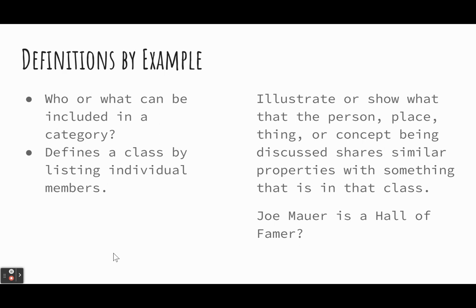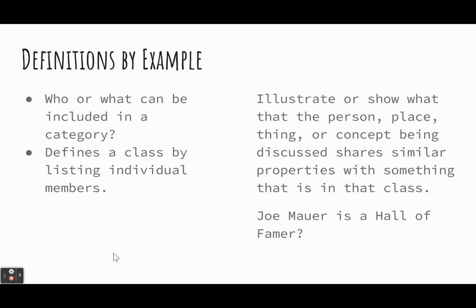There are some rules for the Hall of Fame. You have to have played 10 years. You have to have done all sorts of things. You have to be voted on by the Baseball Writers Association of America. You have to get a certain percentage of the vote to stay on the ballot for the 10 years. All of these things are part of this definition by example.